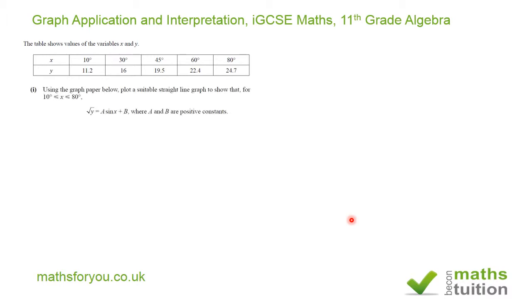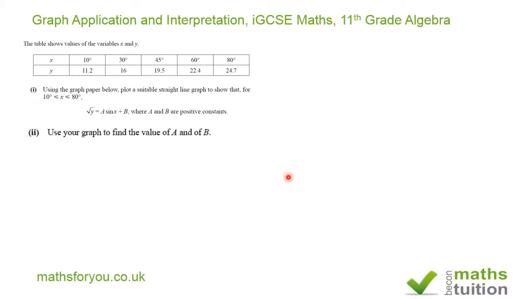Then it says, using the graph paper below, I'm going to show you the graph paper later on, plot a suitable straight line graph to show that for x greater than or equal to 10 degrees and less than or equal to 80 degrees, the square root of y is equal to a sine x plus b, where a and b are positive constants.